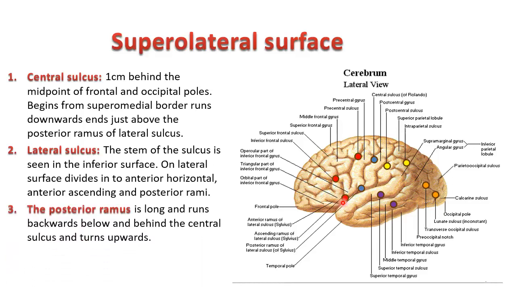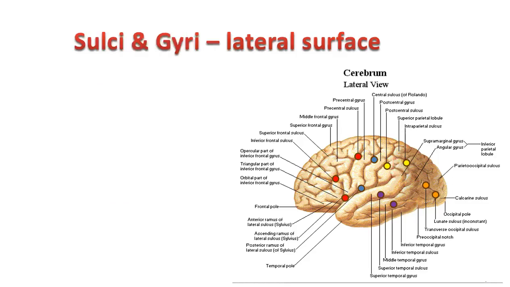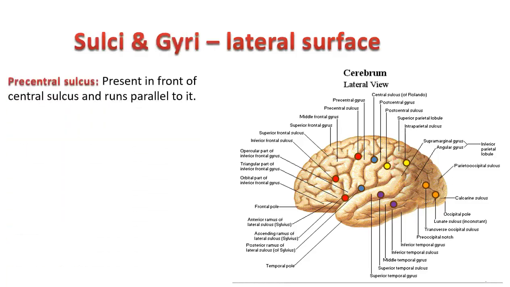So the posterior ramus, as I told you, is very long and runs backwards below, and just behind the central sulcus it turns upwards. Next, coming to the other sulci, the precentral sulcus. In front of the central sulcus, you are able to see the precentral sulcus. So now we will finish off all the sulci present anterior to the central sulcus. That means we are going to concentrate on the sulci and gyri of the frontal lobe.